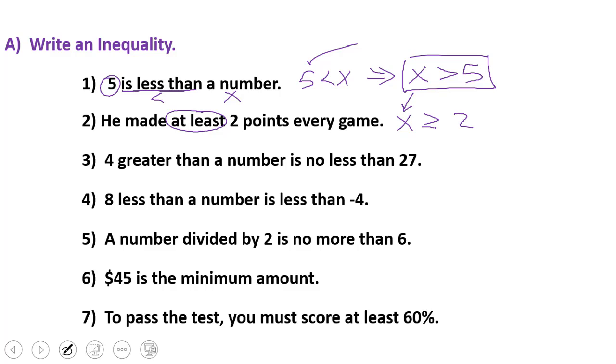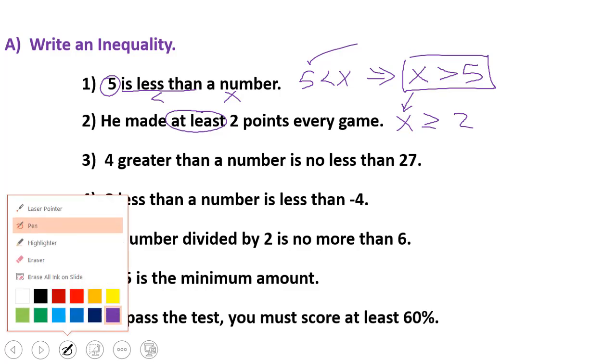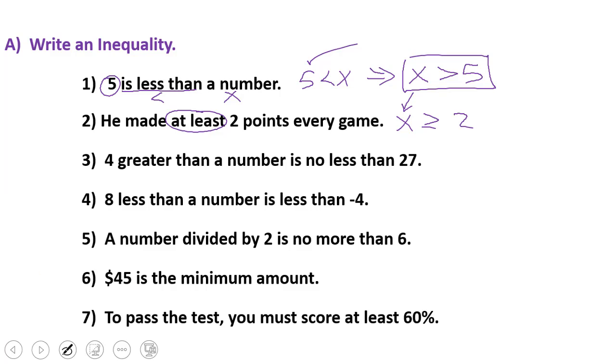Number 3, 4 greater than a number is no less than 27. Obviously, I like to highlight my text. 4 greater than a number is no less than 27. We have 2 inequality phrases in here. Greater than and is no less than. So which one is the symbol and which one means an operation? We learned how to use these greater than and less thans as operations when we were writing equations in our previous unit, but now we're writing inequalities. So I have to recognize where the inequality symbol comes in.